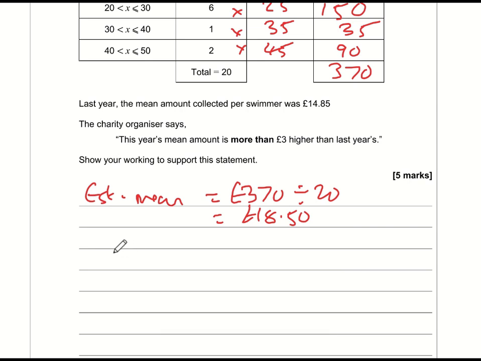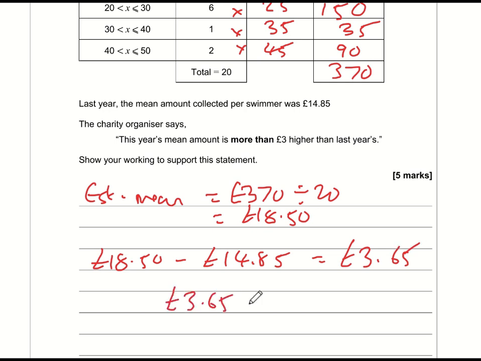Well, let's just double check this. So our final calculation is 1850 minus 1485. Of course, we can use our calculator for all of these calculations. 18.5, take away 14.85, that comes to £3.65, and of course the £3.65, well, that is greater than £3. So yes, that supports the statement.